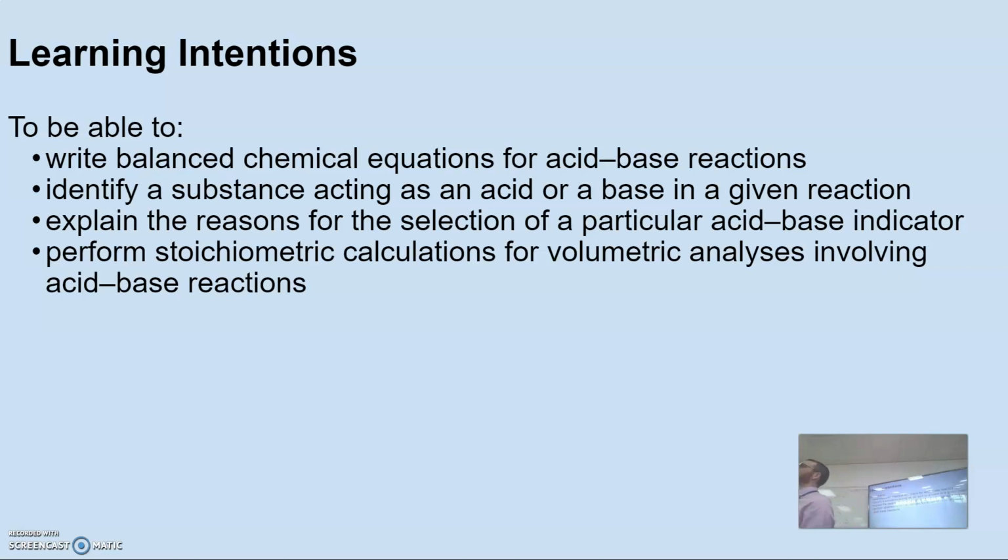We've talked about indicators, haven't we? And that relates to pH curves. Where is the equivalence point? Identify that. The middle of where that sharp drop is. Read off roughly where that pH is. Select the appropriate indicator. Perform stoichiometric calculations for volumetric analysis in acid-base titrations. Already gone through an example.